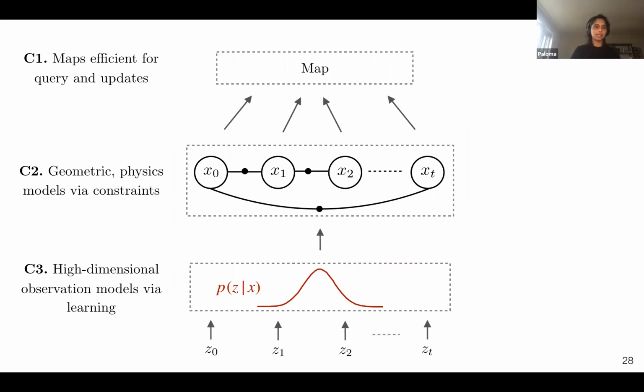Okay, so this puts all the challenges together in one picture, where in the first challenge we have maps efficient to query and update. In the second challenge, we looked at incorporating physics-based constraints in the graph, and in the third challenge, we looked at incorporating high-dimensional observation models in the graph. And if we are able to address the proposed methods in these challenges, this thesis will make these methods applicable to a wider variety of problems in robotics.